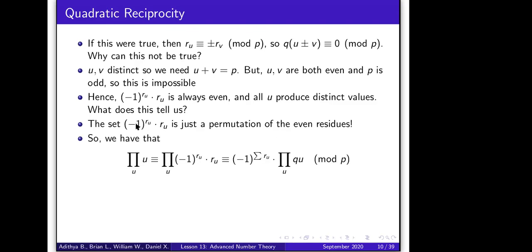So this means that if we take the product of all the negative 1 to the ru times ru's, we'll just get the product of all the even residues. The product of all the even residues is the product over u of u, since u is an even residue. And the product over this is negative 1 to the ru times ru. We'll factor out the negative 1 to the ru on the outside, and we remember that ru is equivalent to qu. So the right-hand side is negative 1 to the sum of ru times the product over all u of q times u.